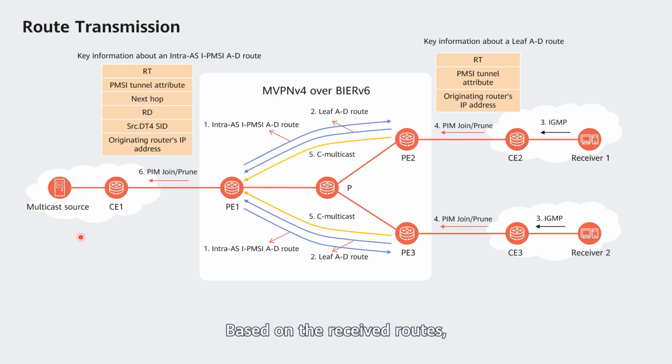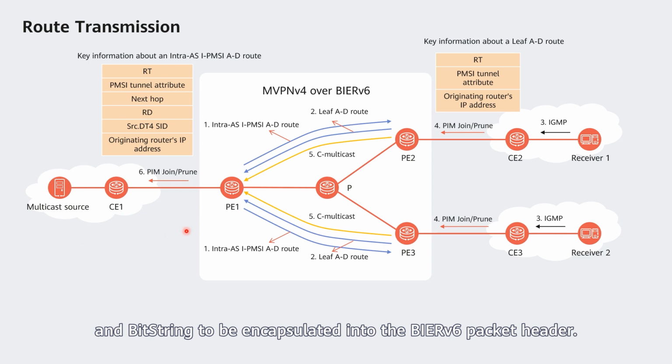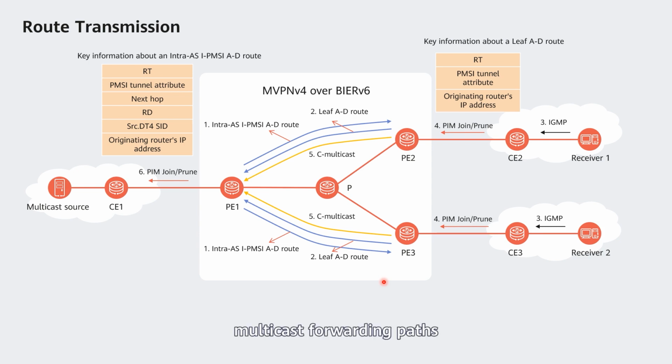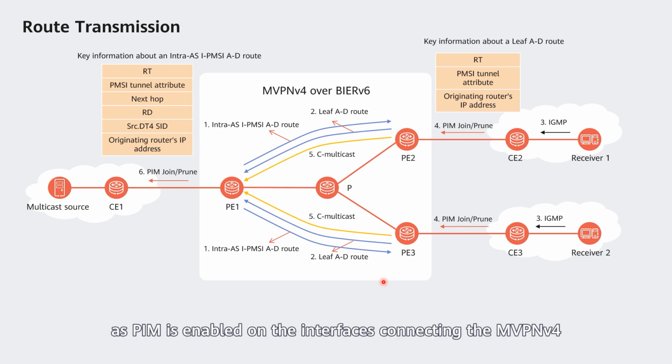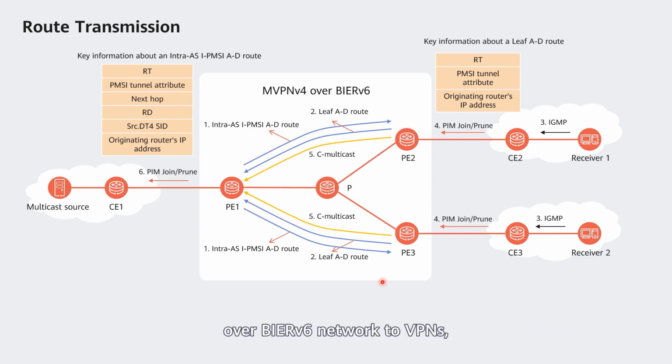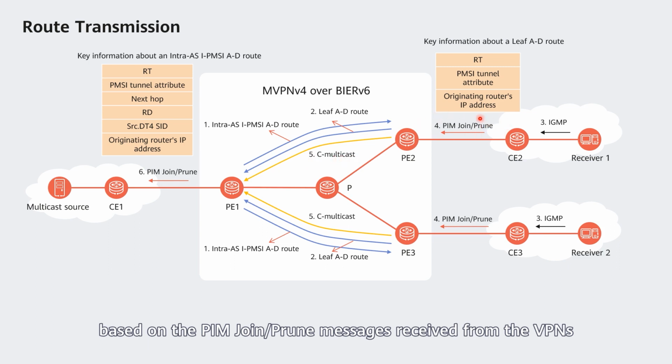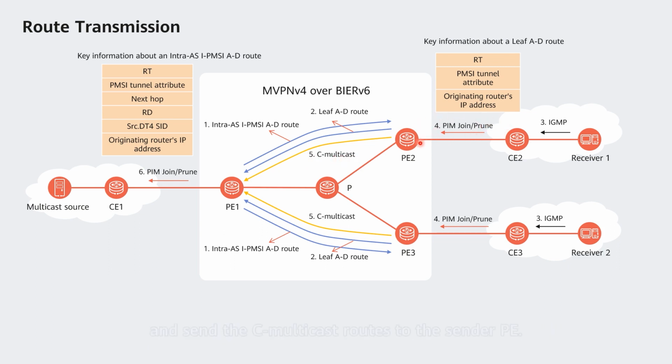Based on the received routes, PE1 calculates the set ID and bit string to be encapsulated into the BIERv6 packet header. In this way, multicast forwarding paths are established between the sender PE and receiver PEs. In addition, as PIM is enabled on the interfaces connecting the MVPNv4 over BIERv6 network to VPNs, receiver PEs can construct C multicast routes based on the PIM join prune messages received from the VPNs and send the C multicast routes to the sender PE.